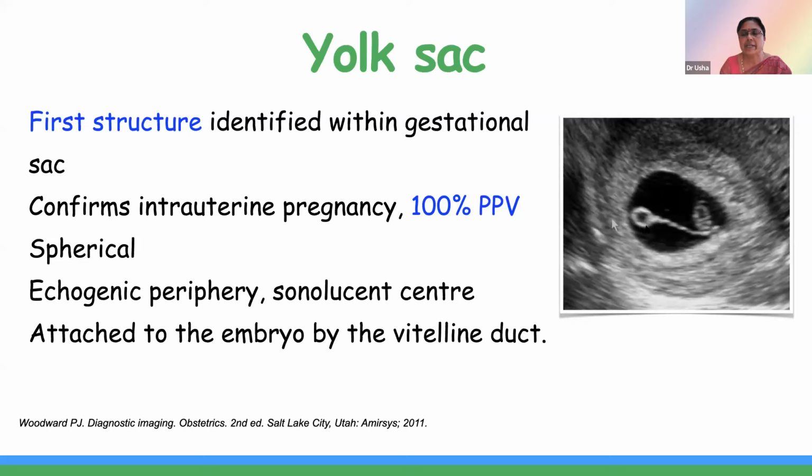So this yolk sac is spherical in shape. It has an echogenic periphery and it has a sonolucent center. And it is attached to the embryo by the vitelline duct. So sometimes during pregnancy, we will be able to see this vitelline duct.